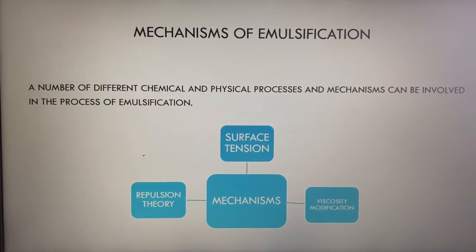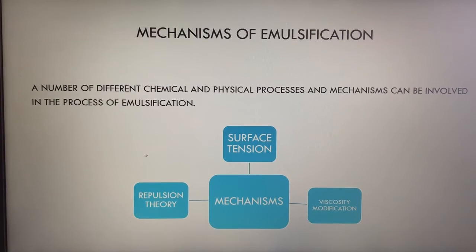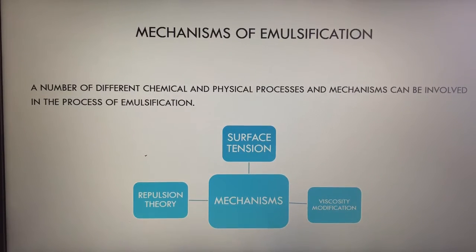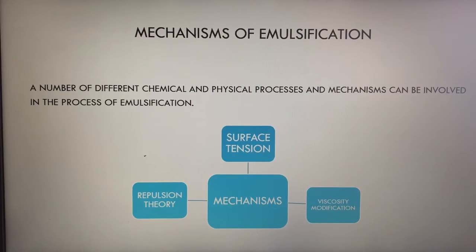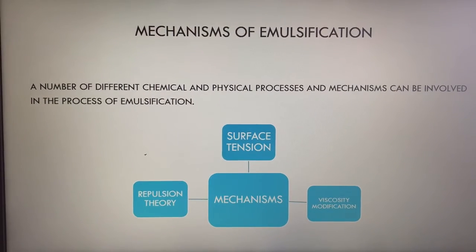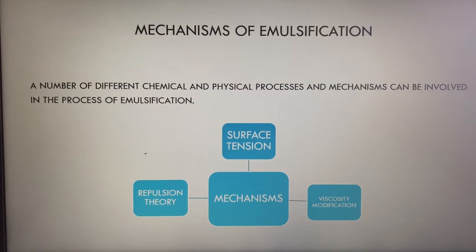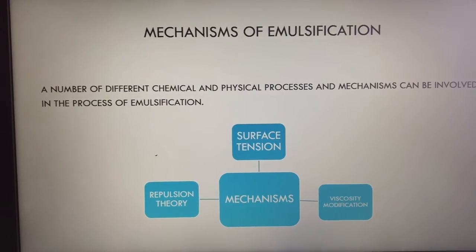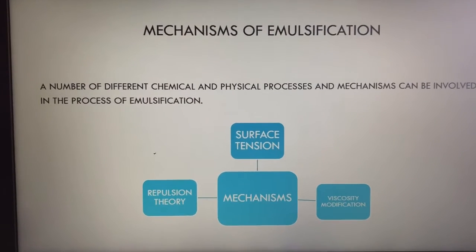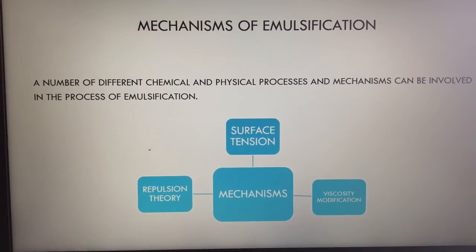Next I'll explain the mechanism of emulsification. Mechanism of emulsification involves a number of different chemical and physical processes. There are three types of mechanisms: surface tension theory, repulsion theory, and viscosity modification.